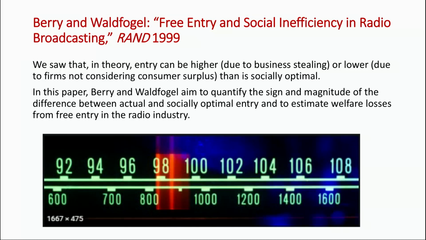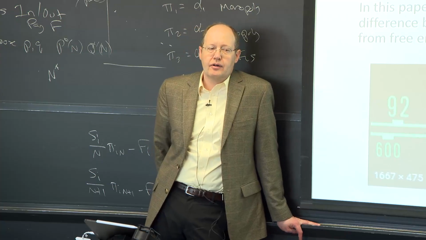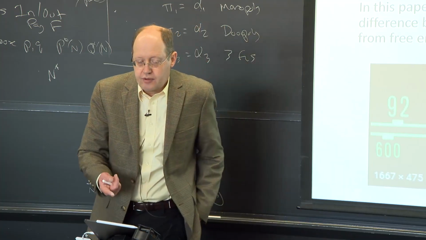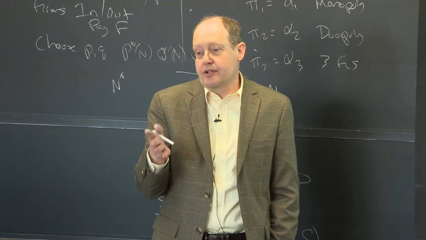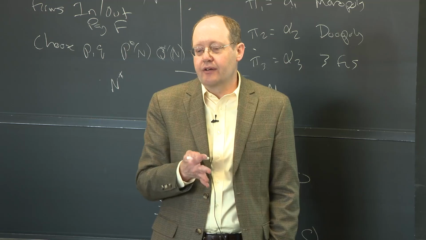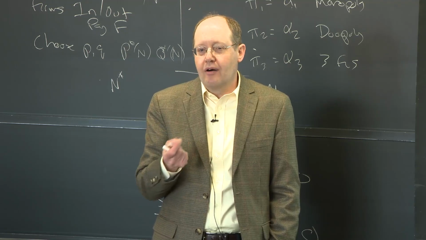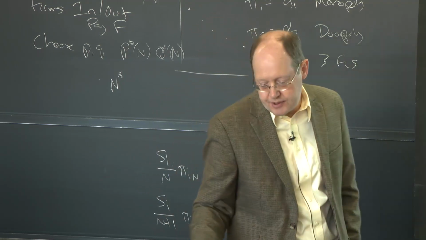So the next paper I wanted to go to was Berry and Waldfogel. This is very much following up on the theory of efficiency of entry I did last class. As I said, there are reasons why entry is going to be higher or lower than we would like it to be. And Berry and Waldfogel are trying to say, let's pick an industry. How does it work out? Are there more firms than we would like or fewer firms? How big are the welfare losses from the number of firms that we observe?